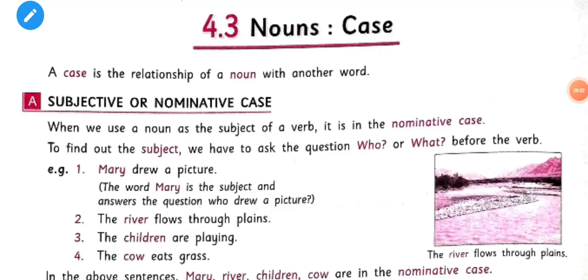Good morning, children. It's our English class, and today I am going to start chapter 4.3, Nouns. In this chapter, children, we will learn about the cases of nouns.